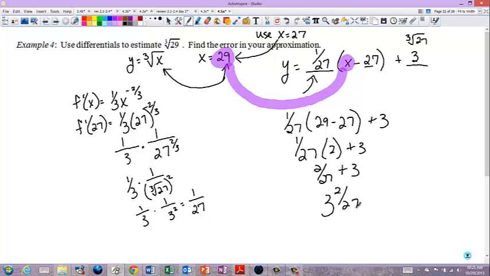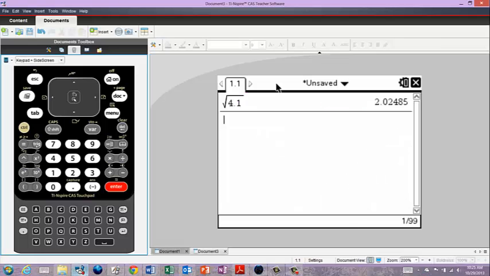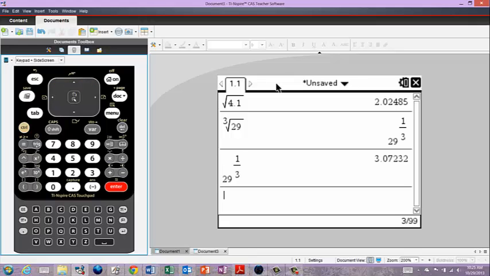Let's cheat. Let's see what that is, and then see what the error is. So I want to know the actual cube root of 29. Control Enter. And then I want to do 3 and 2/27ths.